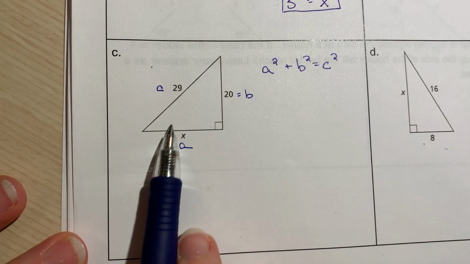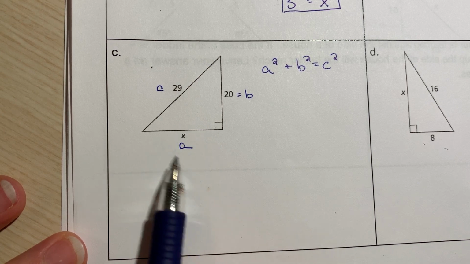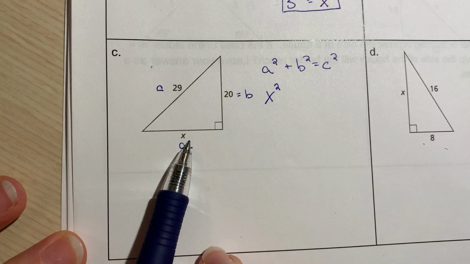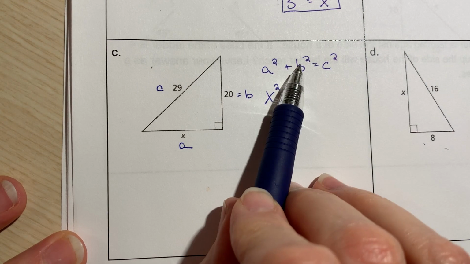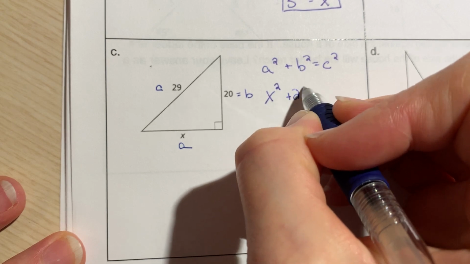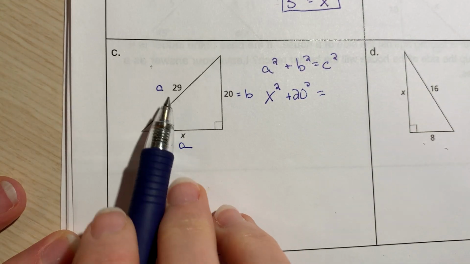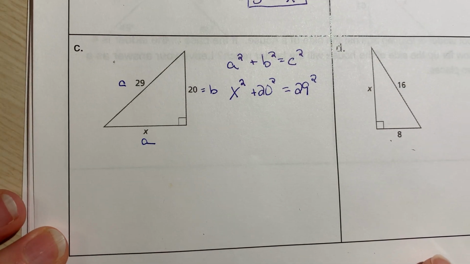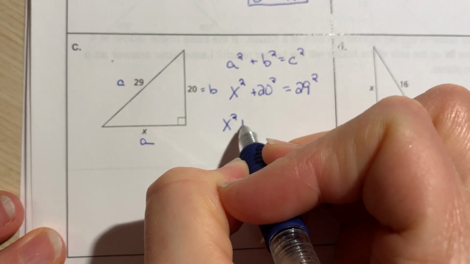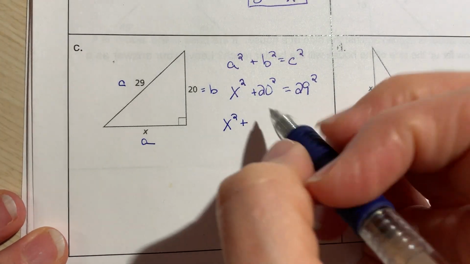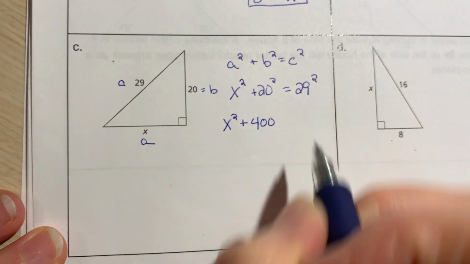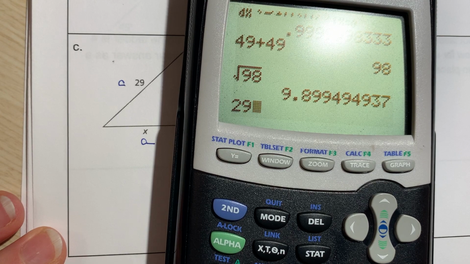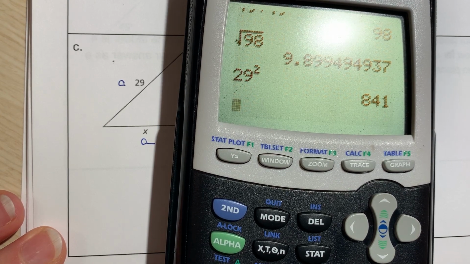So A, you'll notice this time our leg is our unknown. So A squared, or we'll call it x squared so it matches our triangle, is what we're solving for. B is 20, so 20 to the second power, equals C is 29, 29 to the second power. So I have x squared plus 20 squared, which is 400, equals, I do not know what 29 squared is, so 29 squared is 841.